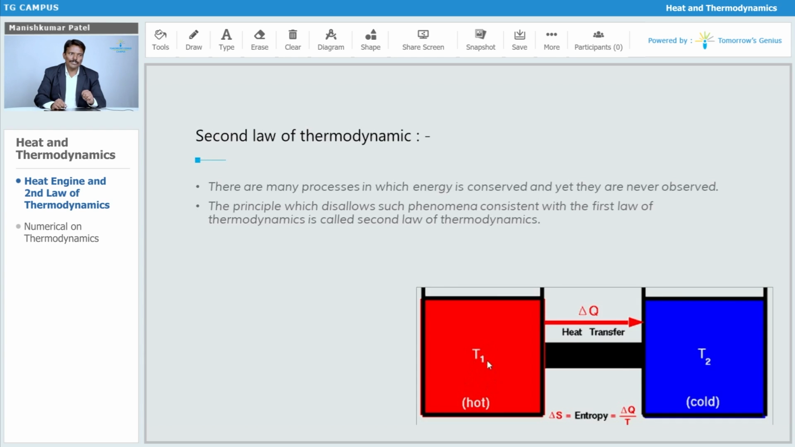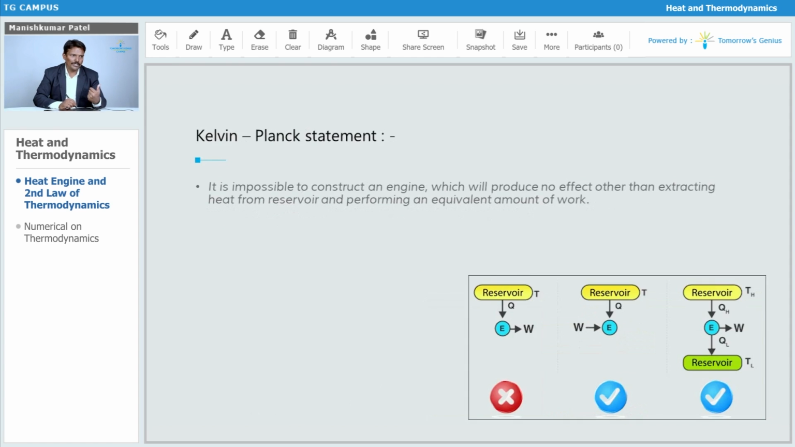This is the hot reservoir of heat, which is at higher temperature. Some part of the heat is taken out, work is done, and the rest is rejected to the cold reservoir. So definitely the efficiency of the engine can't be 100%. This is the Kelvin-Planck statement: it is impossible to construct an engine which will produce no effect other than extracting heat from a reservoir and performing an equivalent amount of work.